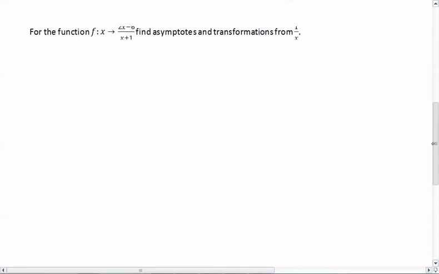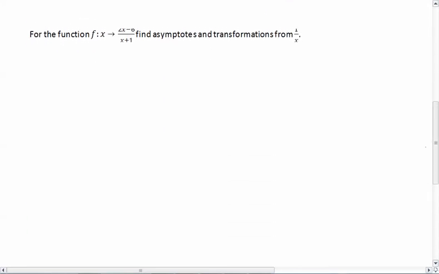All right, so here's the next one. Oh, that one is not showing up, so we're just going to fix it up. So 2x minus 6 over x plus 1. All right, so we're going to find the asymptotes and transformations from 1 over x.